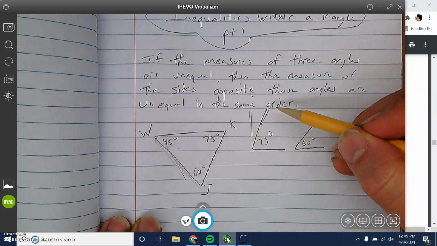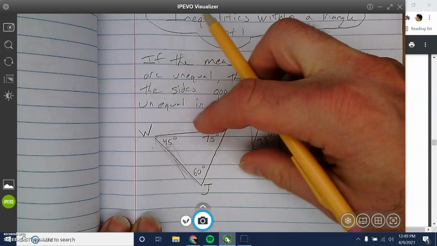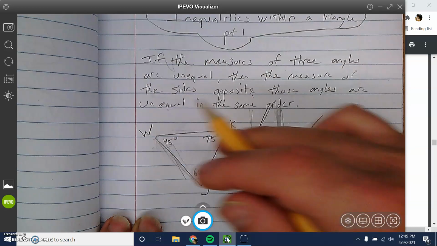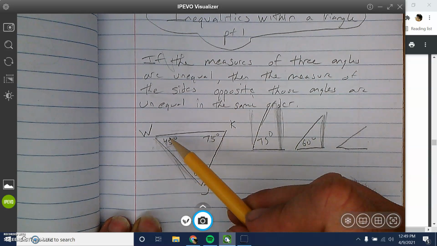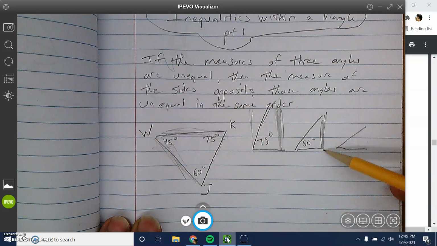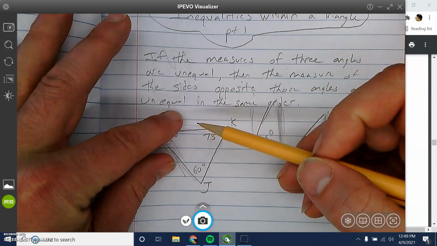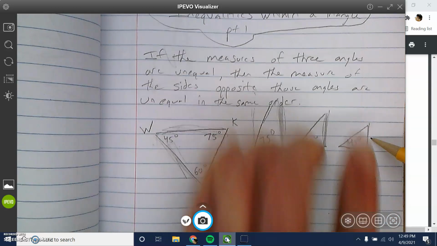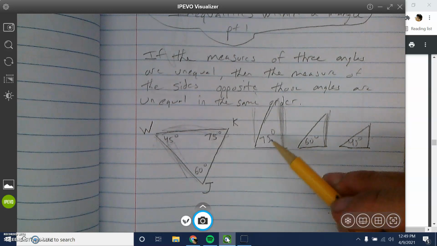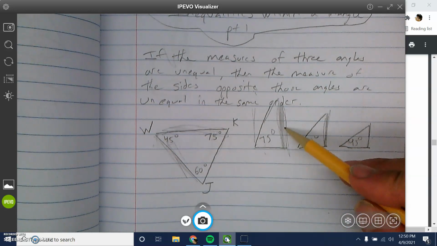So you have a 75-degree angle. See how this distance is the greatest of them? Because that's a 75-degree angle, this distance is greater. And then this distance opposite the 60 is the second greatest. And then this is 45, and it doesn't open up as much, so the distance between here and here is the least. So the side opposite the biggest angle is the biggest side.